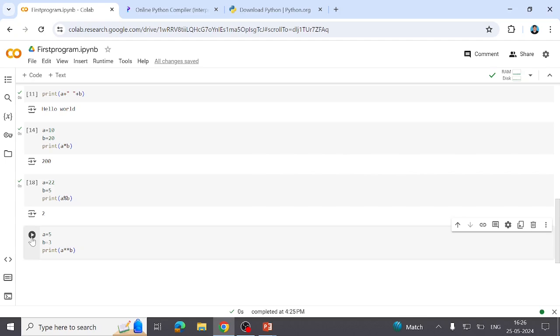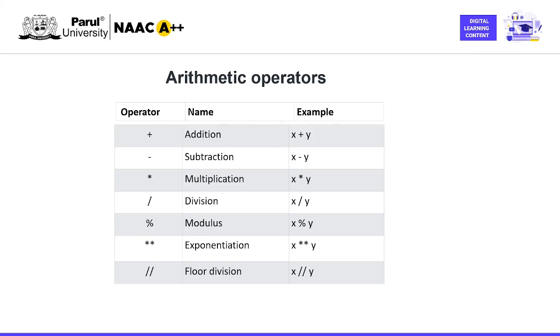Just check it. Result. You can see 125. If we calculate 5 to the power 3, then you can see the result. 5 to the power 3 is 5 5s are 25 and 25 5s are 125. So this is the arithmetic operator basically. All these operators: plus, minus, multiplication, division, modulus, exponential and floor division.